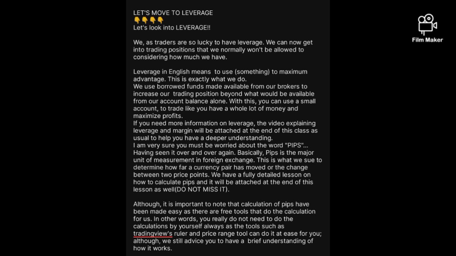Although it is important to take note that the calculation of pips has been made easier, as there are free tools that do the calculation for us. In other words, you really do not need to do the calculation by yourself. Always use tools such as TradingView, ruler and price range tools that can make it easy for you, although we still advise you to have a brief understanding of how it works.